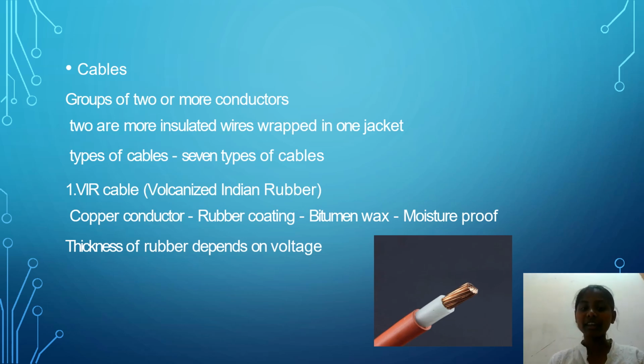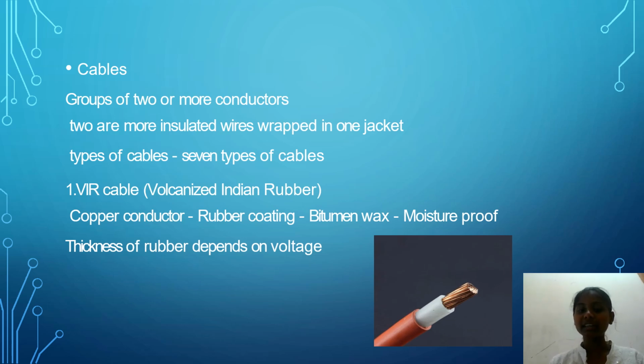So see, this is a VIR cable. This is a copper conductor. Around the copper conductor we are providing a rubber coating. Around the rubber coating we are providing bitumen wax. Why are we providing bitumen wax? In order to protect from moisture, right? It is moisture proof. The thickness of the rubber depends upon the voltage.